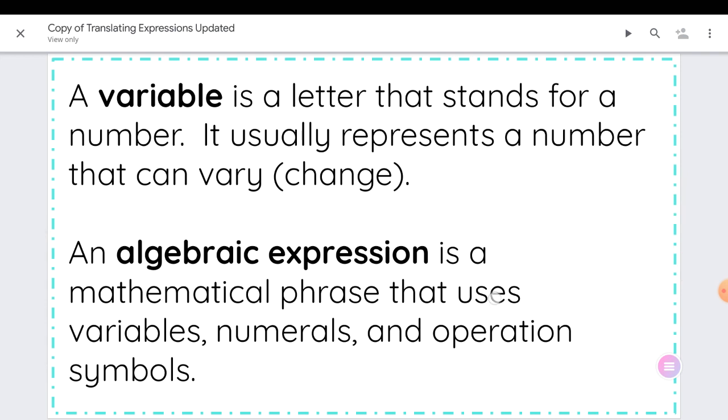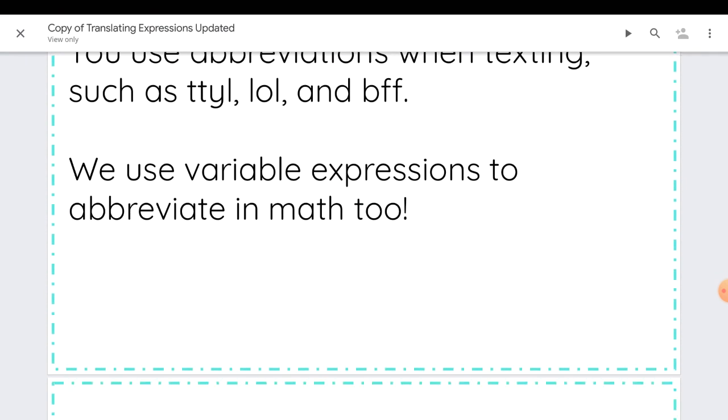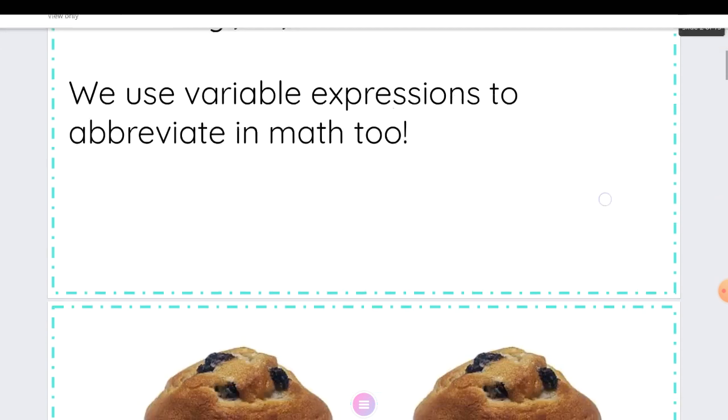Let's go to the next slide. And I don't love the words that go, oh wait, we're not there yet. So you use abbreviations when texting, such as TTYL, LOL, and BFF. We use variable expressions to abbreviate math too. Meaning if you have a math sentence, we shorten it with variable expressions, x plus 2, y times 7. Okay, we can shorten the words into expressions.